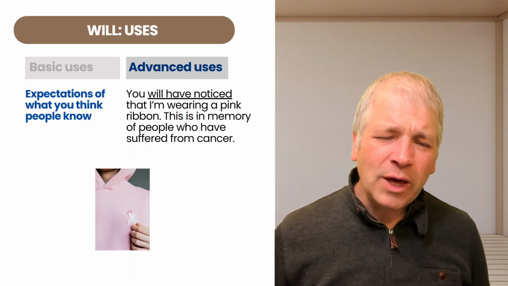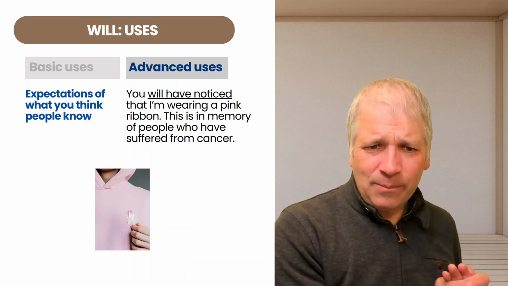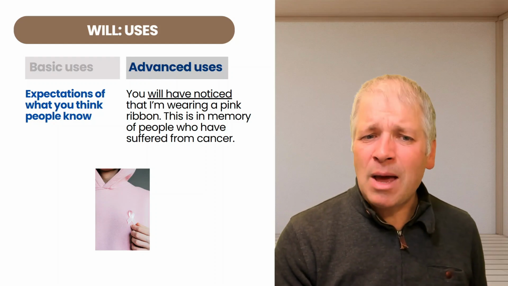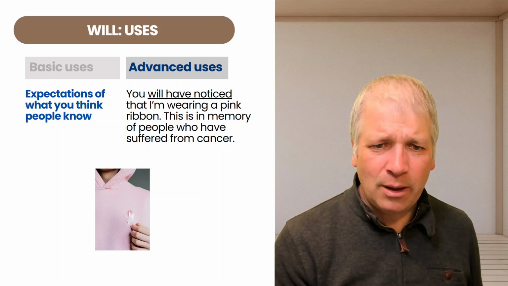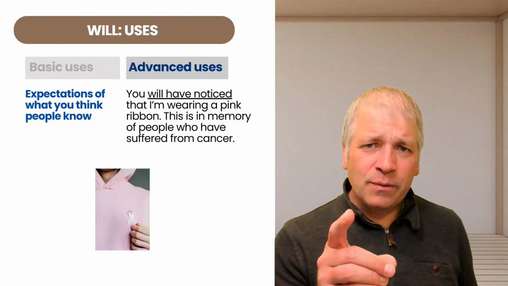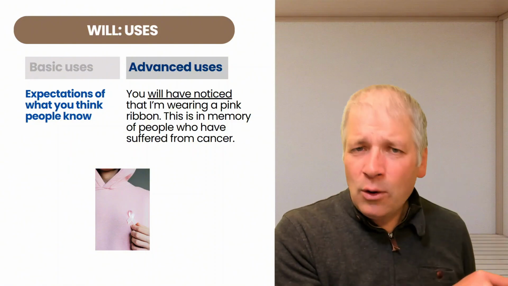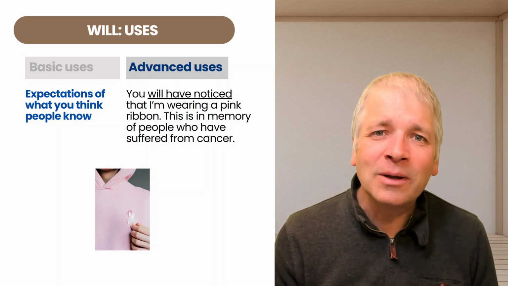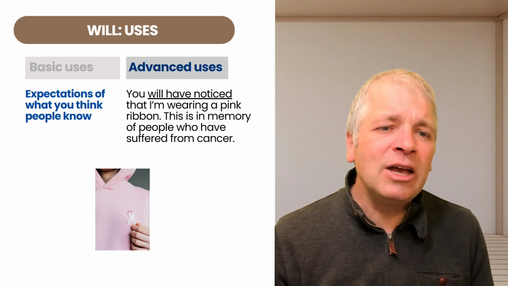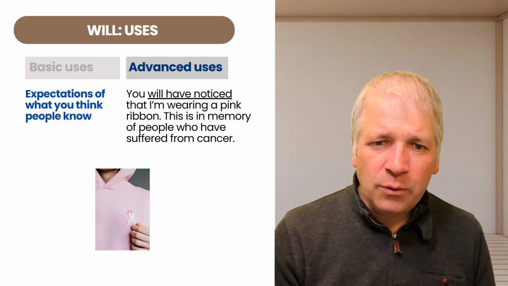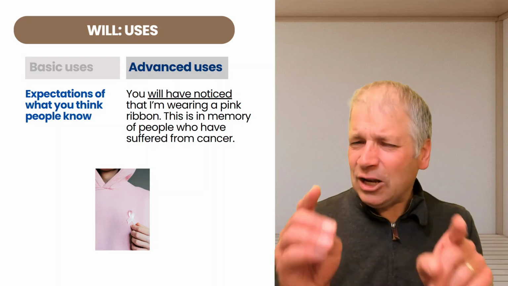Expectations of what you think people know. Read this carefully. You will have noticed that I'm wearing a pink ribbon. This is in memory of people who have suffered from cancer. Will have noticed. Now, this really means that you expect that they notice this before the time of speaking. It's like the present perfect. It's my expectation of what you know. I expect you know this. You will have noticed.